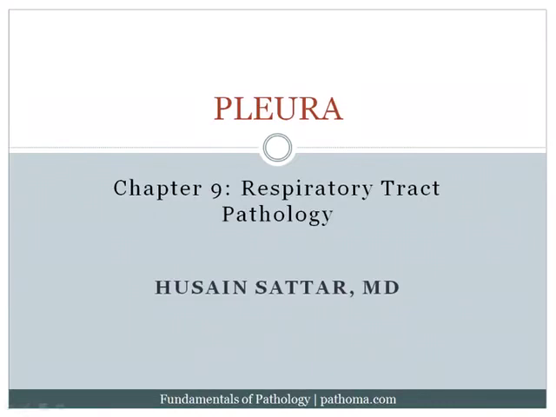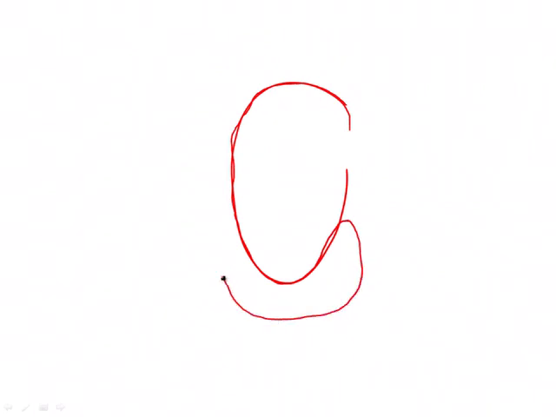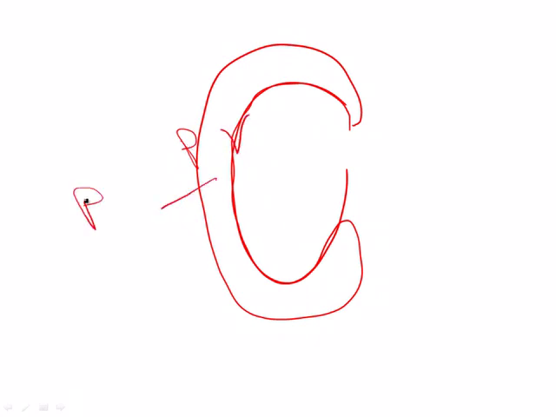Okay, the last section of this chapter deals with the pleura. Let's remind ourselves that if this is the lung, attached to the lung is something called the visceral pleura. And this then folds over, and when it folds over, it attaches to the chest wall, and here we call it the parietal pleura. So again, there's a parietal pleura and a visceral pleura. In between that is the pleural space.